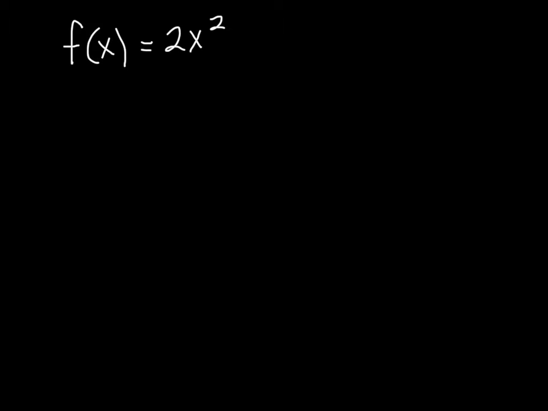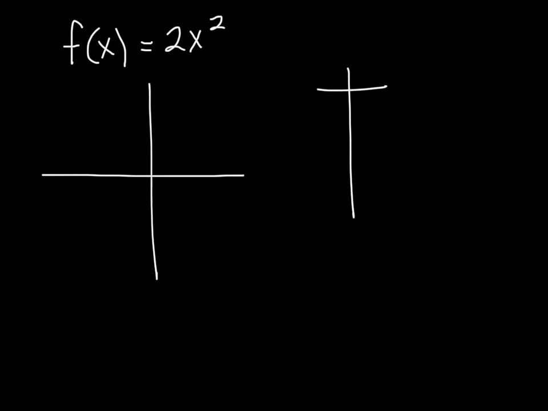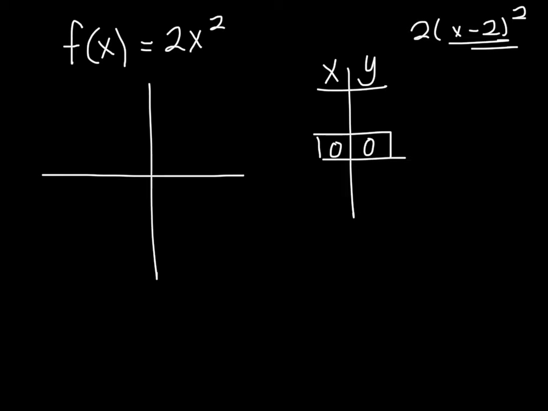To graph this quadratic, I'm going to create a table of values. What I'm going to do with this table of values is start at the origin in the middle, which is 0, 0. I know the origin is 0, 0 because there's no parentheses. If I had something like (x - 2) squared, then I would know that this does not start at the origin because of the parentheses.